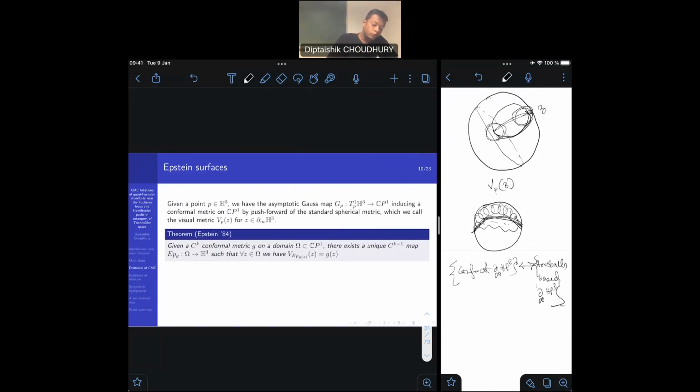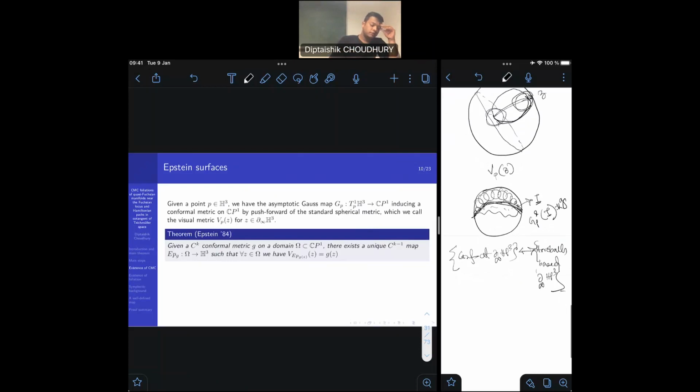And another way to motivate this Epstein surface is that suppose the Epstein surface has an induced metric I, then if you push it forward by this Gauss map, it would give you back the conformal metric, but up to some scaling. So given a metric on a domain, this is a surface inside which is giving you the metric upon identification with the Gauss map and up to certain scaling. So this gives a kind of correspondence between data at infinity and surfaces in H3.